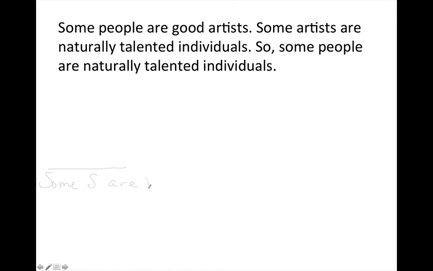Some SRP. Naturally talented individuals occurs in the second sentence. So some MRP. We know that artists is M because naturally talented individuals is the major term. It appears in the predicate position of the sentence. That leaves some SRM. And actually to keep the terms consistent, I should have good here. So sorry about that. In order for you to know that you've got the same class repeated here, you need to have good artists in both or just artists in both.